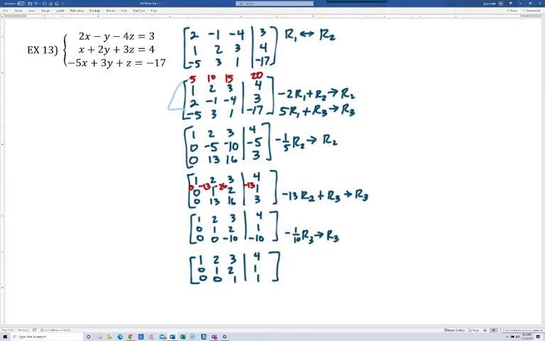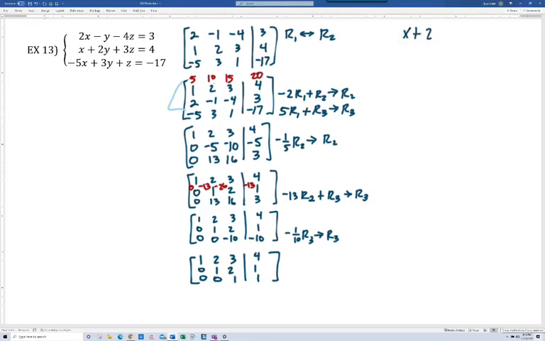Now, you can see we've done a lot of work already. And at this point, we're going to stop because we have this in row echelon form. But keep in mind, if we wanted to continue, we would change these three values here to zeros and get this into reduced row echelon form. And so that's our other option, but we're going to use back substitution at this point.